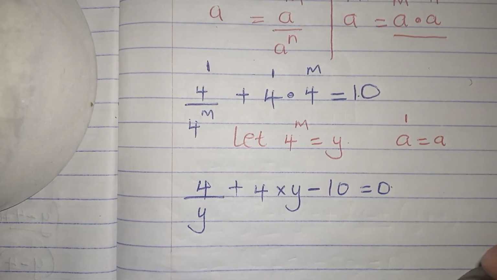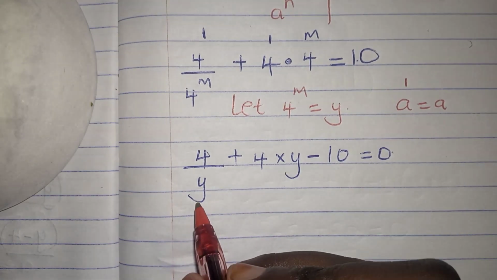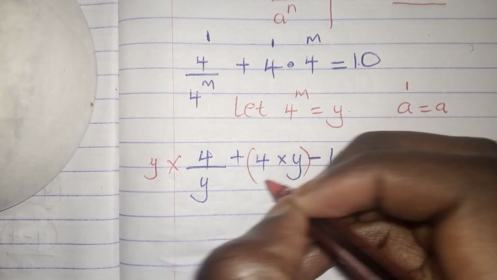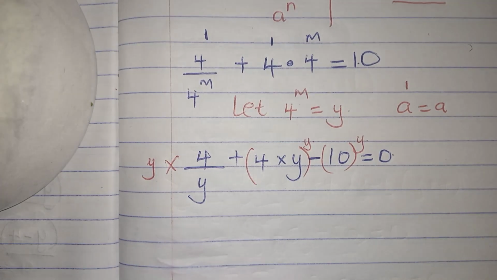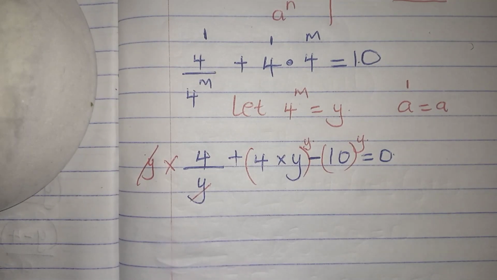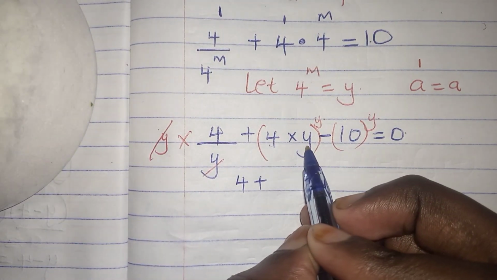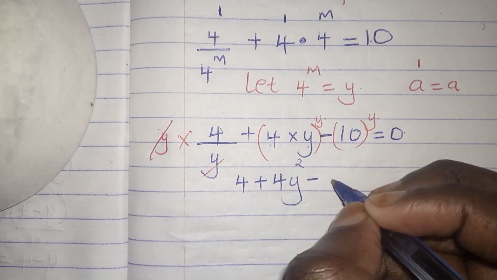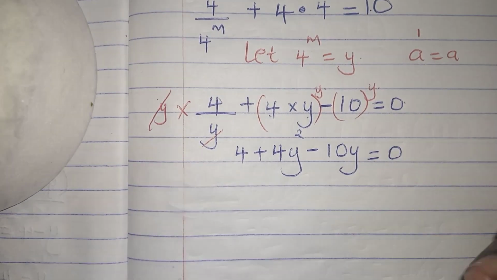My next step, I will multiply both sides by y. So times y on this side, and times y on this side. So this y here will cancel. I'll remain with 4 plus 4 times y, 4y, times y, 4y squared, minus 10 times y, 10y, is equal to 0, right?